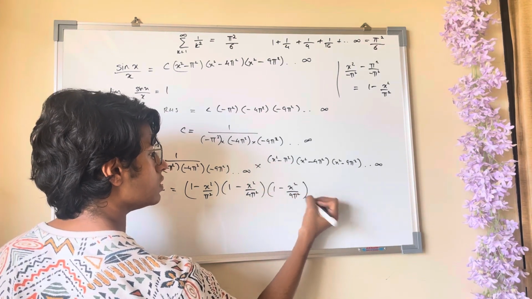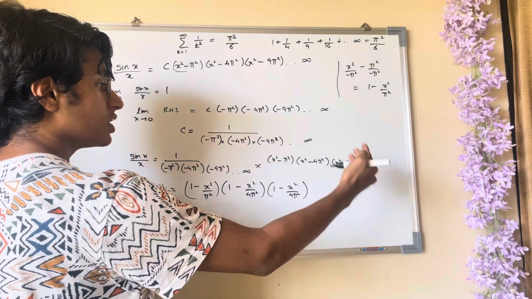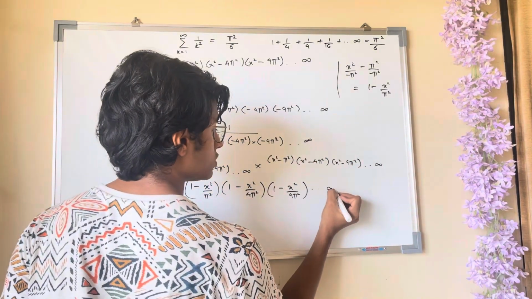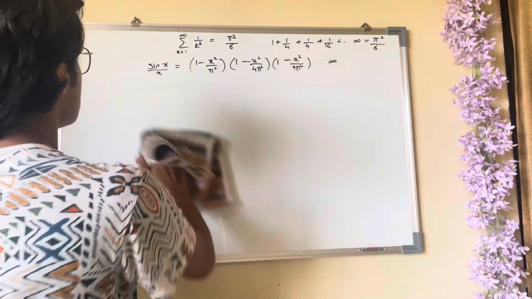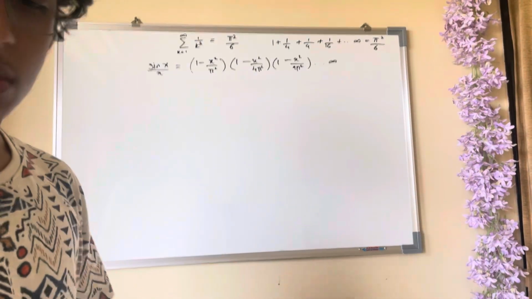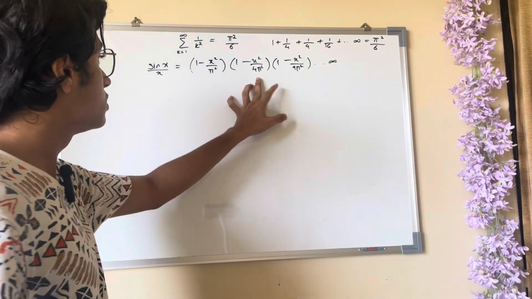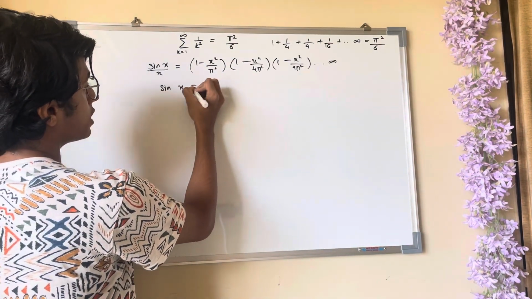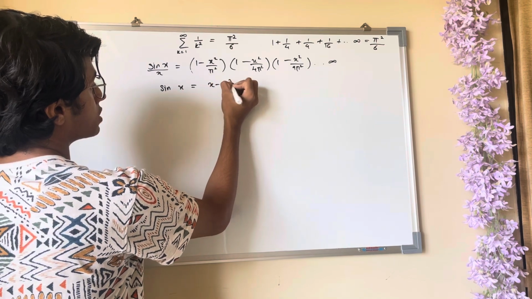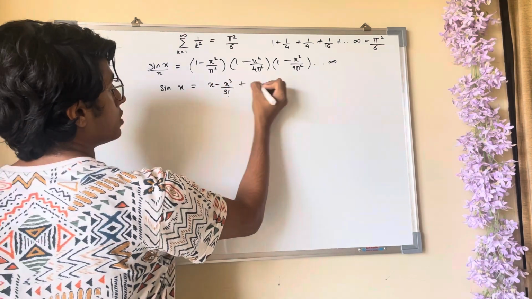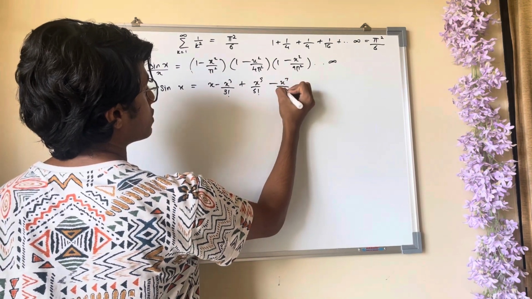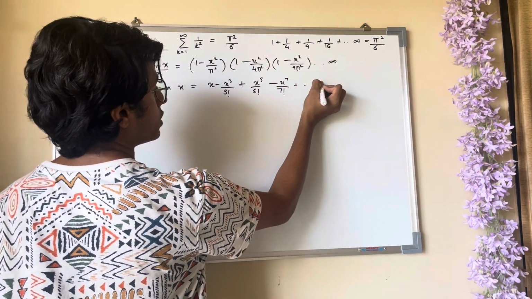And so on. The next will be 16 pi square. Next further term will be x square minus 25 pi square. So this goes on till infinity. We had gotten this result before. Now we also have a Taylor series for sin x, that is x minus x cube by 3 factorial plus x power 5 by 5 factorial minus x power 7 by 7 factorial, and so on till infinity.